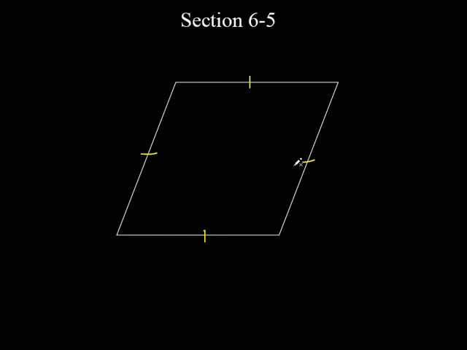Remember we said if you can show that both pairs of opposite sides are equal to each other, then it's a parallelogram. So if I told you that all four sides are equal to each other, that automatically makes this a parallelogram, doesn't it? Now, this is a little bit of a special parallelogram because all four sides are equal. It's not just these two and these two are equal, but all four of them are equal.